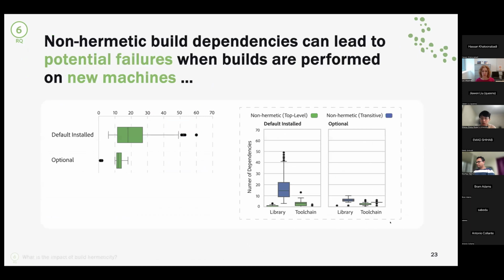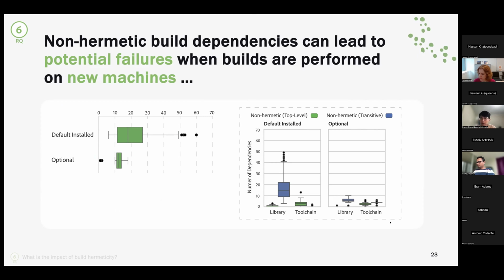So we found the Bazel build process is not hermetic, and there are reasons. We also need to understand why they are important. Therefore, we analyze this. We perform further analysis on these non-hermetic build dependencies.